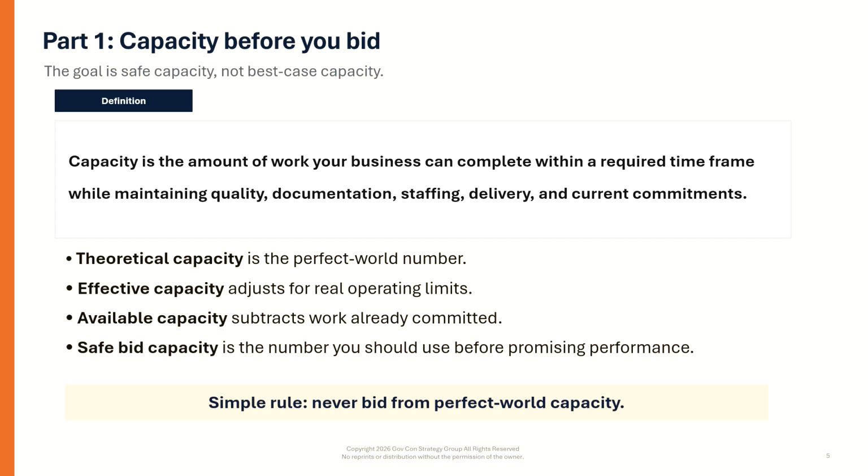Theoretical capacity is the perfect world number. It assumes no delays, no absences, no equipment problems, no supplier issues, and no competing demands. Effective capacity adjusts that number for real operating limits. Available capacity goes one step further by subtracting the work that is already committed to current customers or existing contracts. Safe bid capacity is the number you should rely on before you promise performance to a buyer. The simple rule is this: never bid from perfect world capacity. Bid from the amount of work your business can actually complete without breaking quality, timelines, staffing, or the rest of your operation.